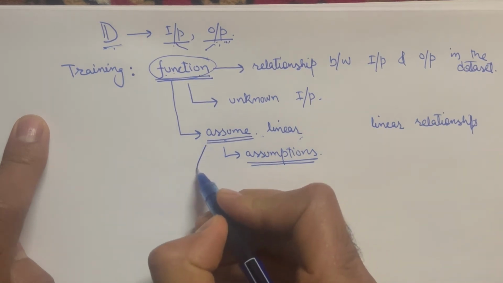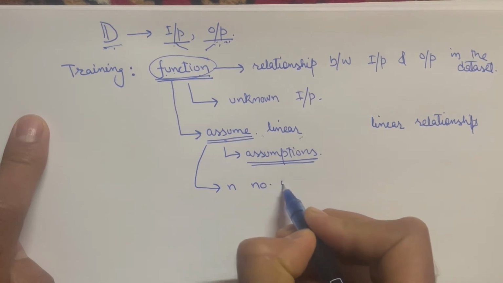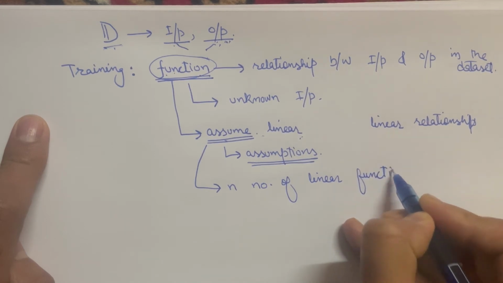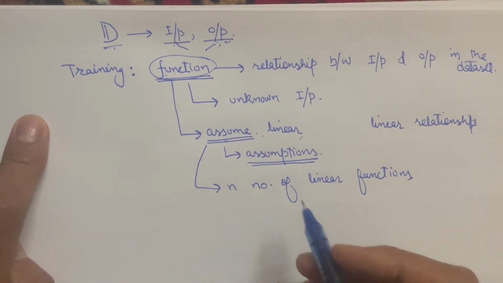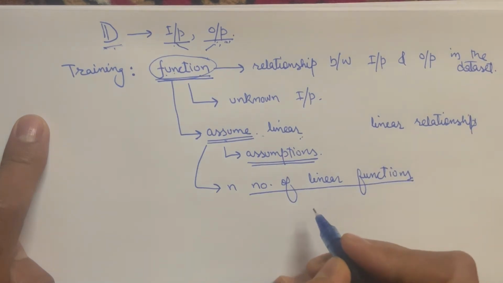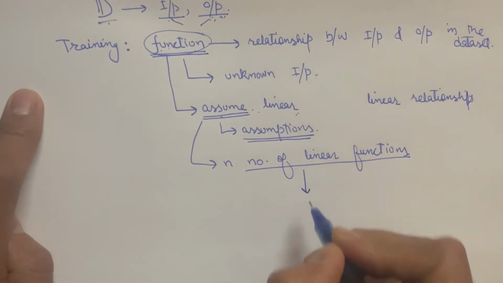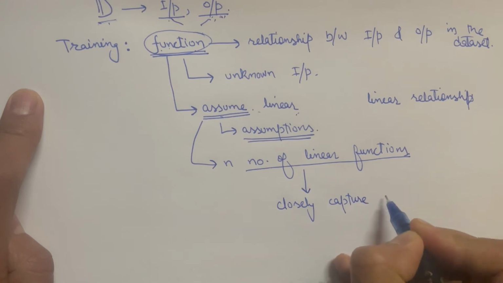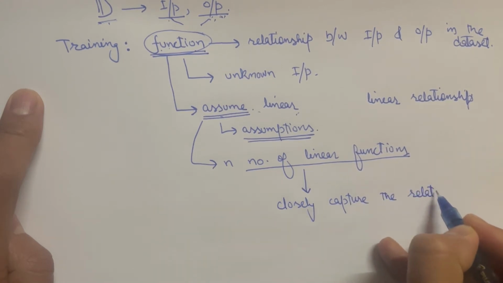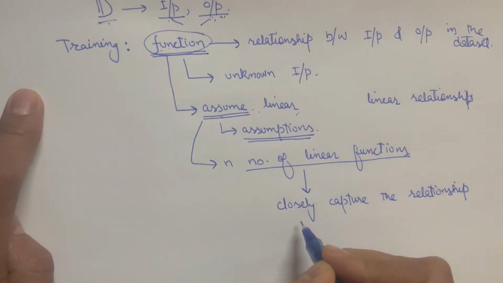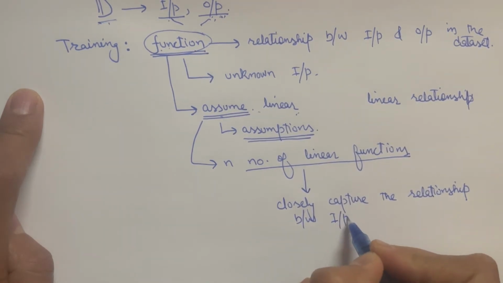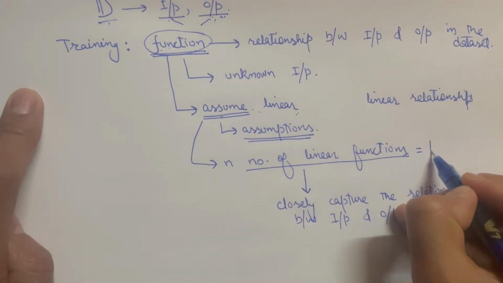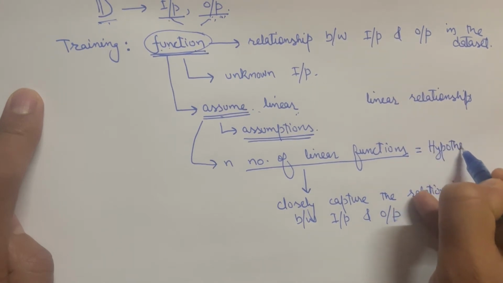But there are n number of linear functions. There can be different types of linear functions. So from this class of linear functions, we have to find a linear function that will closely capture the relationship between input and output. So this n number of linear relationships is also called a hypothesis class. So we have a hypothesis class.